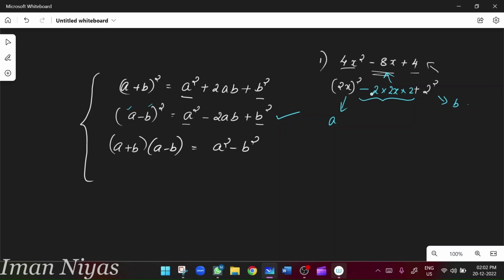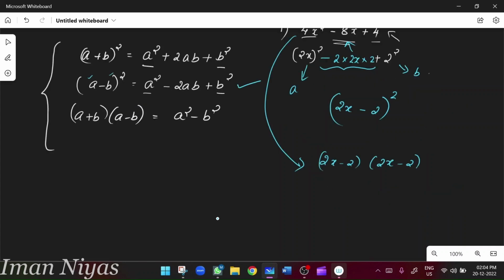Once you have done it, we are going to take out that a and b with the sign of the middle term, that is negative, and put it inside the bracket, and that is squared. So what is the factorized form of our first question? 2x minus 2 multiplied with 2x minus 2. Is that clear? Let's see another example.